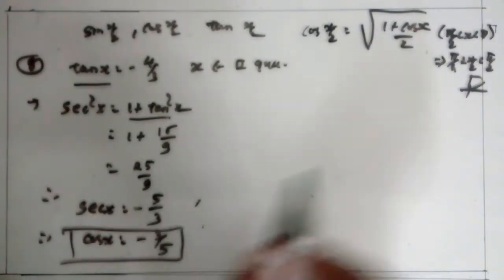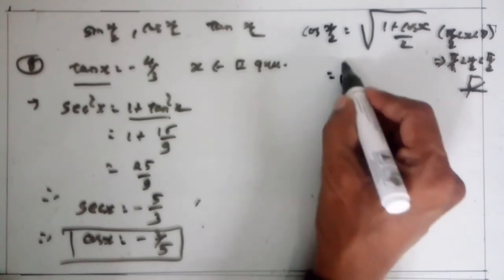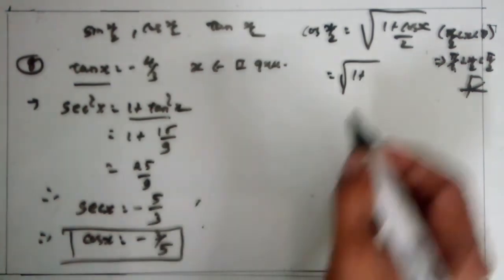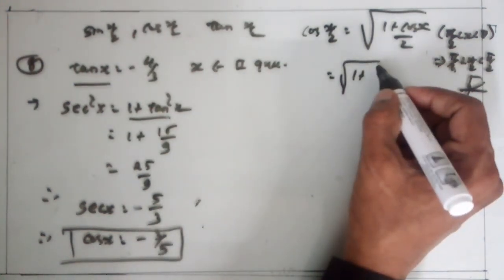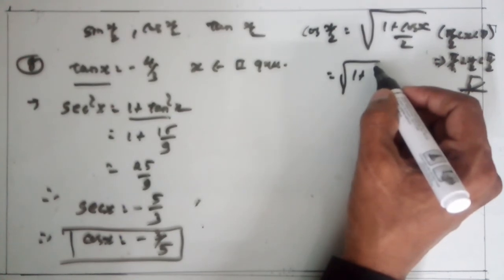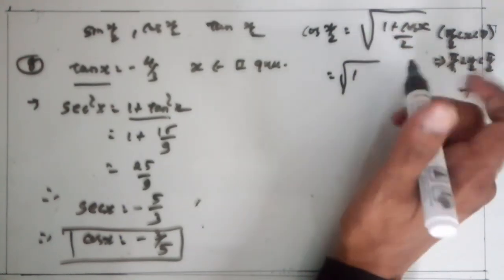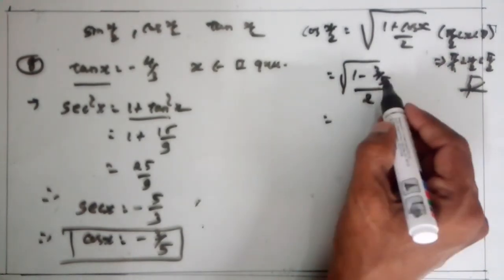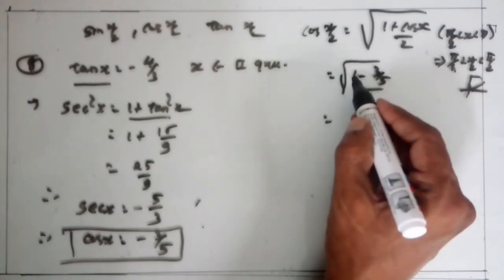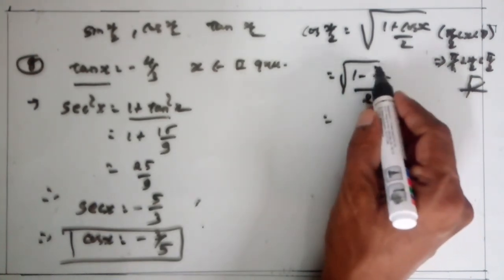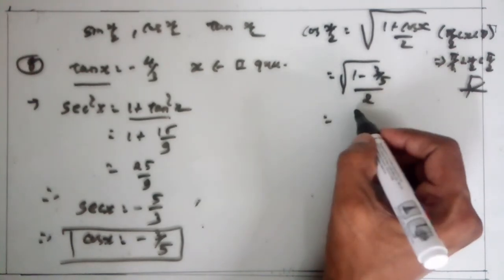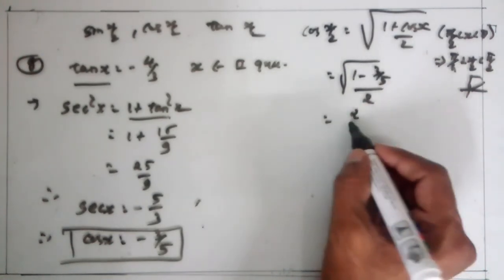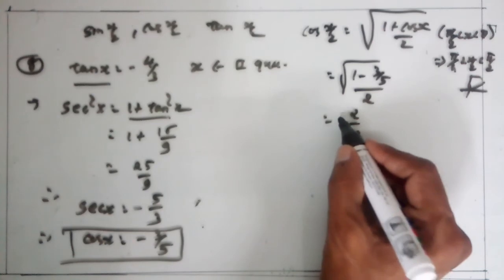Is it clear? So it is equal to root of 1 plus cos x, the value of cos x is minus 3 upon 5, so this becomes 1 minus 3 upon 5, upon 2. So it is equal to, here 5 take LCM, so 5 minus 3 becomes 2, 2 upon 5, 5 into 2 becomes 10, and root of this.